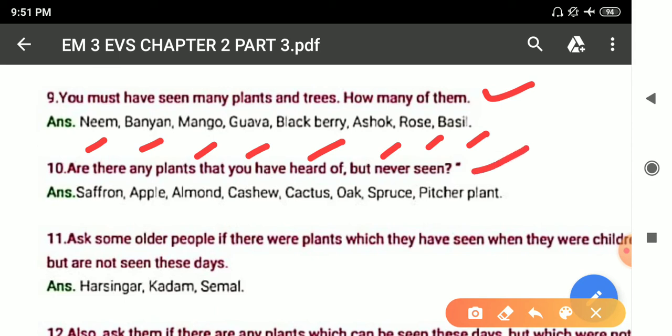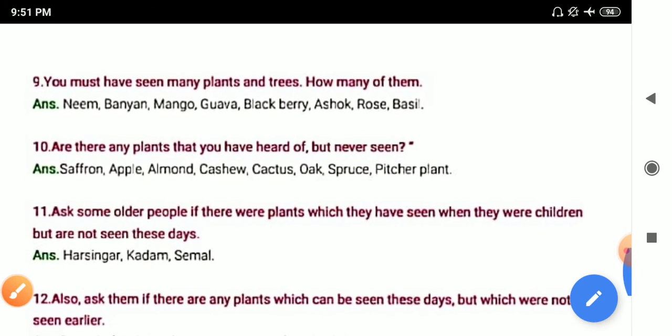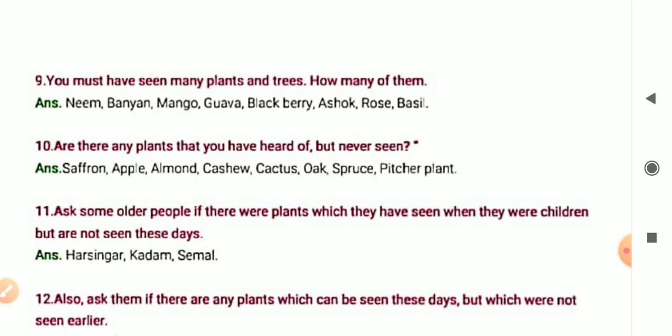Now the 10th question is, are there any plants that you have heard of but never seen? So yes, we have never seen the plant of saffron, apple, almond, cashew, cactus, oak, cypress, pitcher plant. So these are the plants we rarely see around us. Okay, students. So the reason why we are not able to see this kind of plants around us is because each and every plant has its own season and its own suitable place and soil to grow.